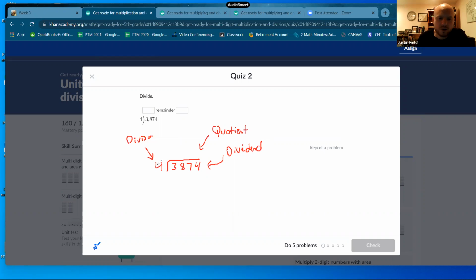Okay, so we divide. So 4 goes into 3 no times. So I'm not going to put a 0 there. I just know that. So then I do 4 goes into 38. How many times is that? 4 goes into 38. You know what? I should make skip counting by 4s over here so that I can refer back to it.